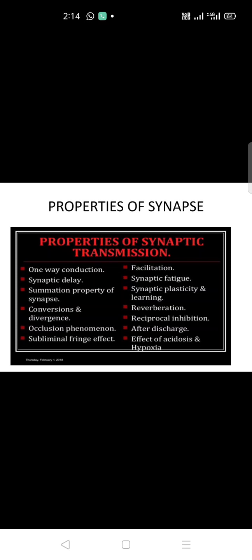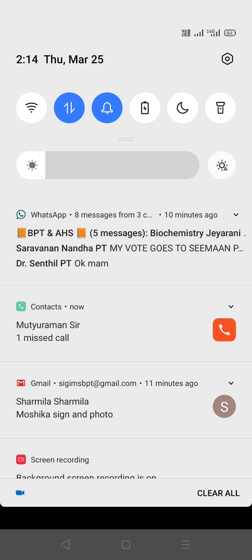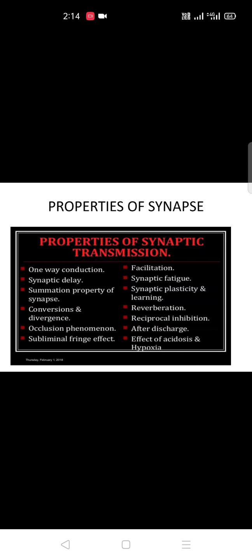First one is one-way conduction, then synaptic delay, summation property of synapse, convergence and divergence, occlusion phenomenon, subliminal fringe effect, facilitation, synaptic fatigue, synaptic plasticity and learning, reverberation, reciprocal inhibition, after discharge, effect of acidosis and hypoxia. So we will see each and every property separately.